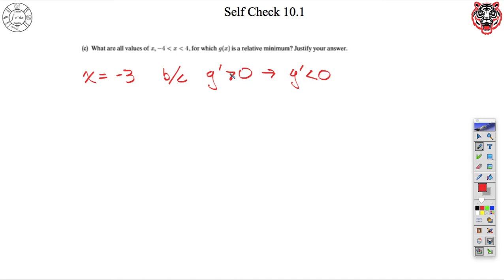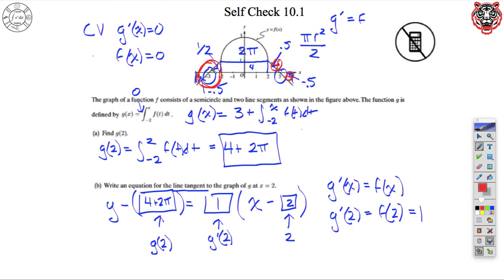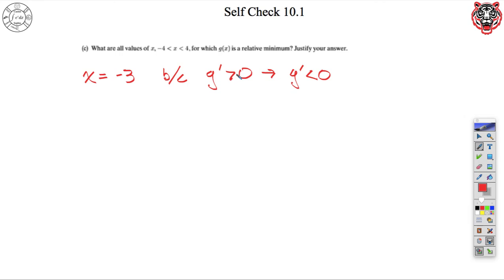Wait, I think this is wrong also. Because I'm looking, it's not a positive to a negative, it's a negative to a positive, right? Yes. So I need to say negative to a positive instead of positive to a negative. That's all we have to do? Yes, that's all you have to do.